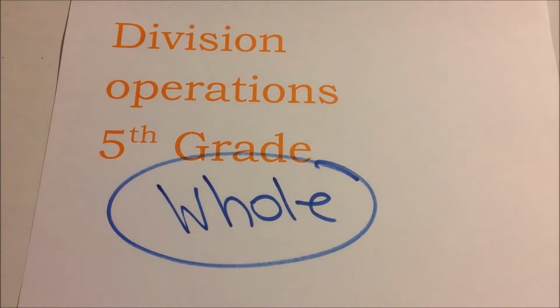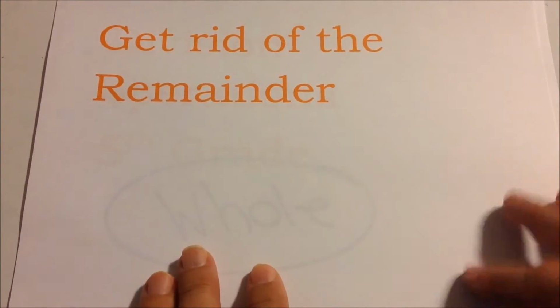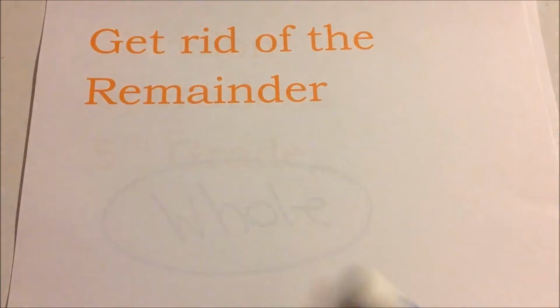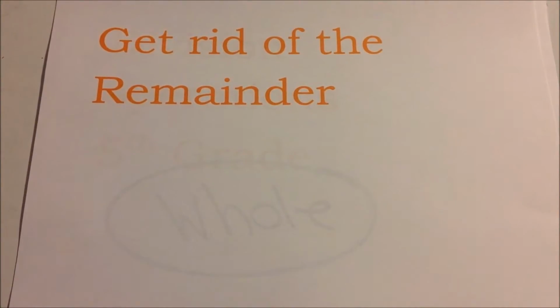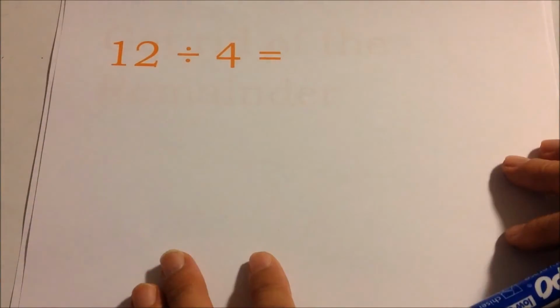So the first thing we want to do is, I know you did division in 4th grade, but in 4th grade you used the remainder, and we're not going to do that in 5th grade. So we're going to get rid of the remainder. No remainder. So let's start off with an easy one. We have 12 divided by 4. Let me show you different ways of writing this.